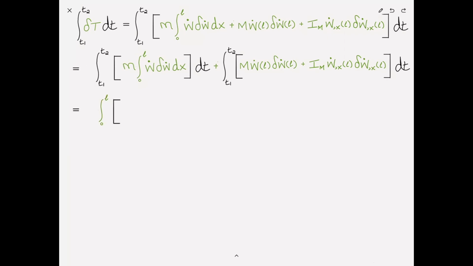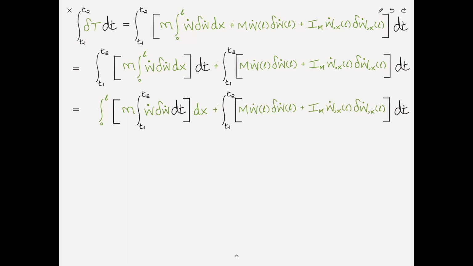So we'll just write that as the integral from 0 to L of m times the integral of t1 to t2, w dot del w dot dt dx. Plus, then the rest of it remains the same. Okay, so notice now that we have a del w dot here, a del w dot here, and a del w comma x dot here. So we need to integrate all three of these terms by parts in order to get rid of the dot on the del w dot.